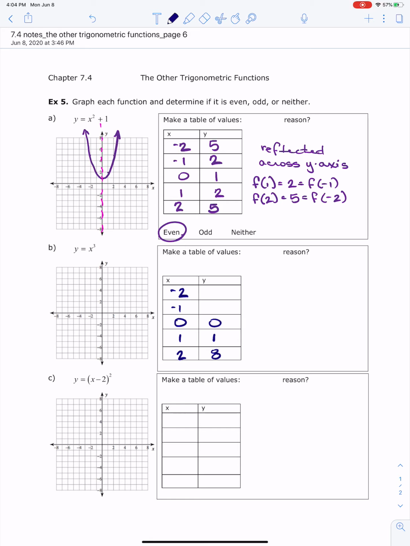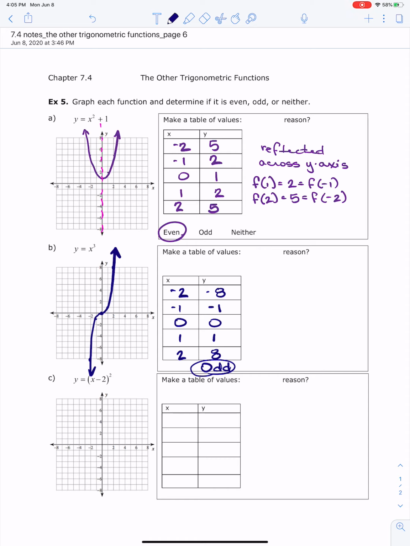When I plug in -1, -1 times -1 gives me a positive 1 times -1 again. I get -1 for y. And then when I plug in -2 for x, I get -2 times -2, which is positive 4, times -2 again, I get -8. So here I get (1, 1), (2, 8), (-1, -1), (-2, -8). And so here is our pretty standard cubic function. This function we know is odd. That somehow got cut off here. So we're going to write it in.